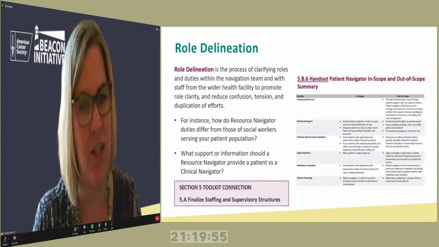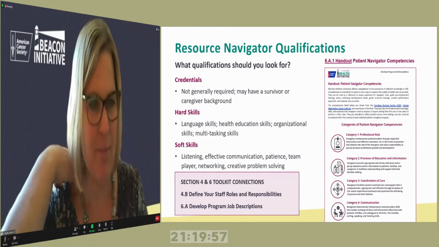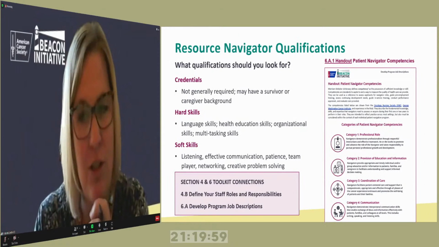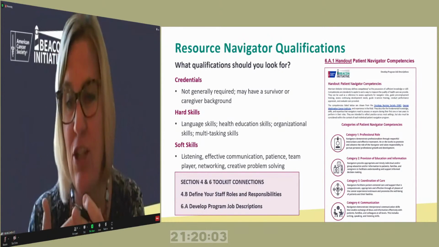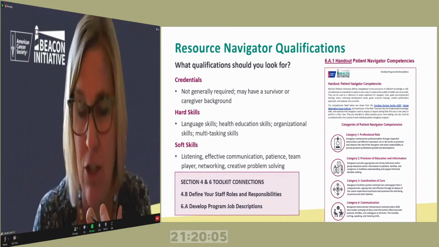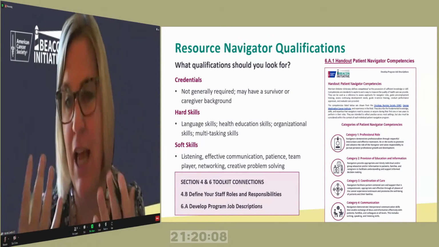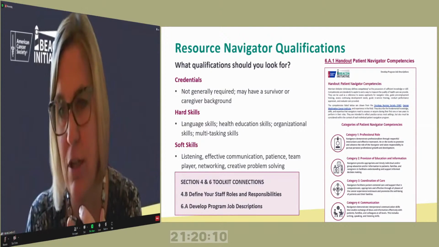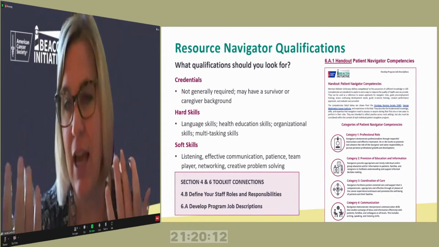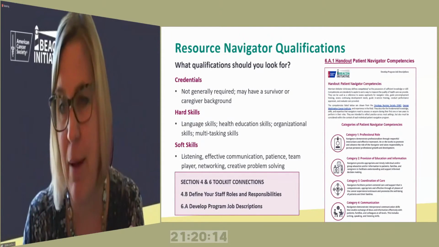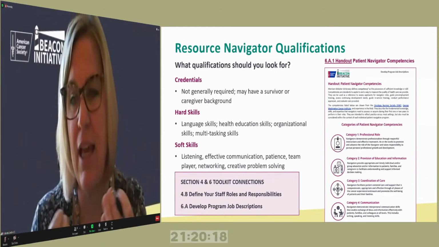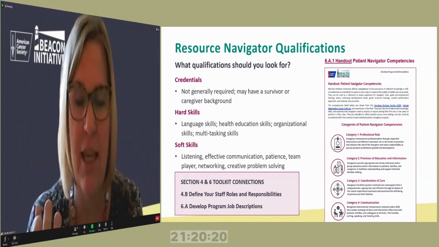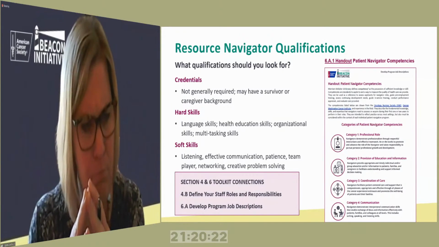Also, qualifications. Next slide, please. Credentials. As you can see here, we've talked a lot about really with resource navigation, you don't need specific credentials. Many in the United States, high school diploma, if you have a bachelor's degree, great, but not required. I think you heard Heather talk a lot about really the qualities and those soft skills that a resource navigator needs. So be thinking about that in your setting.